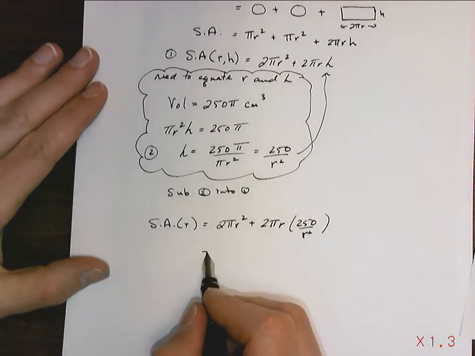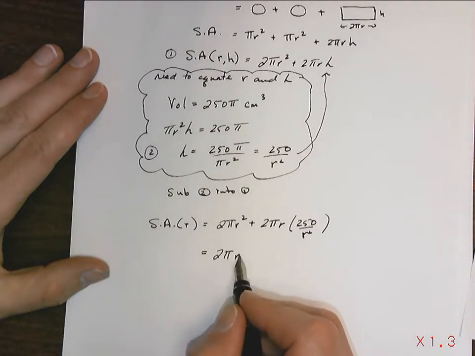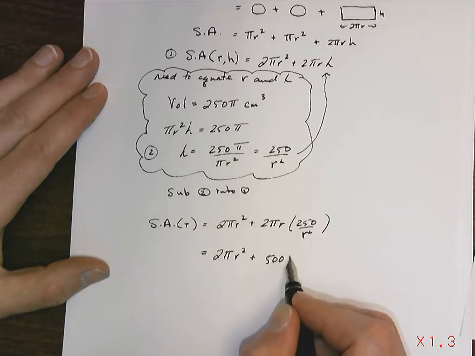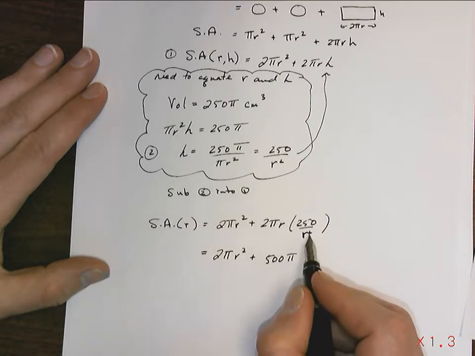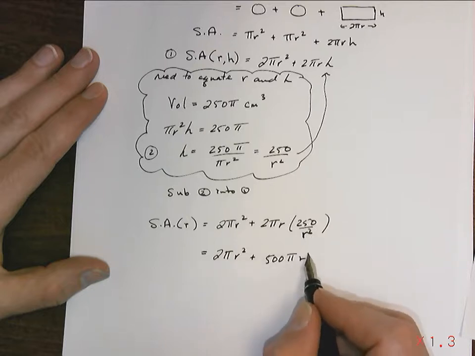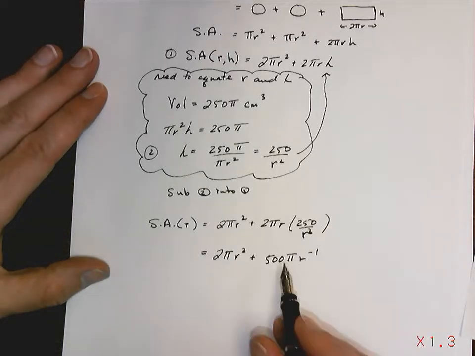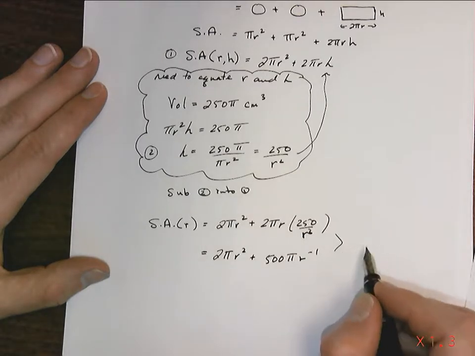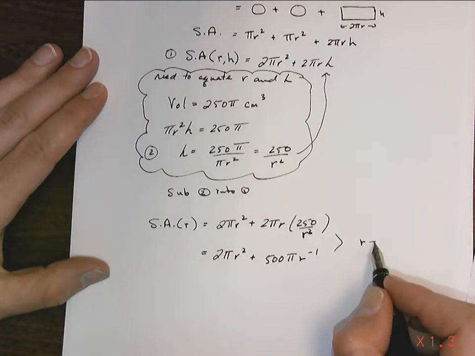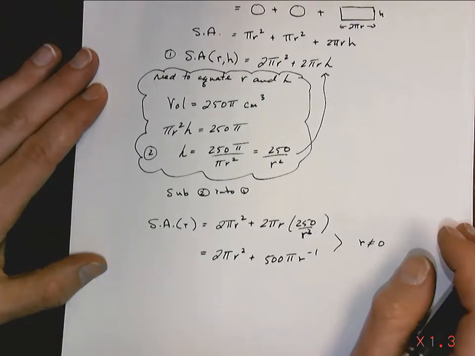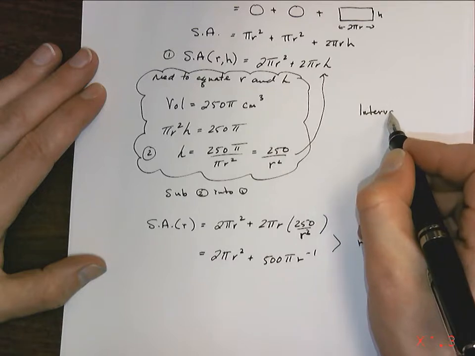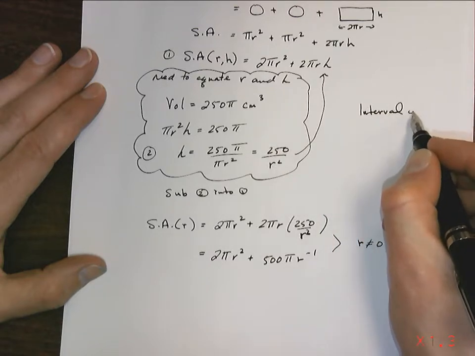Making this look a little bit nicer. Now r over top of r squared, that's going to reduce to give me r to the negative 1, or 500 pi over r. And notice here, we have a restriction on our variable. R cannot equal 0 in this case, so that makes me think about intervals. I wonder what is going to happen with the interval of the variable r.